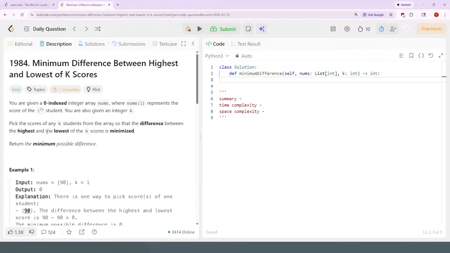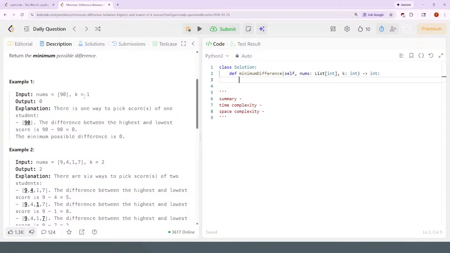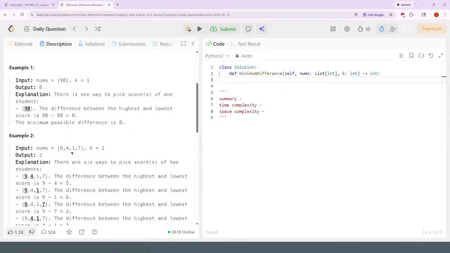Okay, so let's look at the examples. One student, 90: if you just pick 90, then the difference between the highest and lowest is 0. Then 9, 4, 1, 7, where k is 2, so you pick two students, 9 and 7, I think. The difference there is 2.